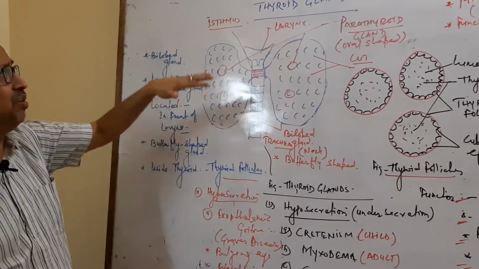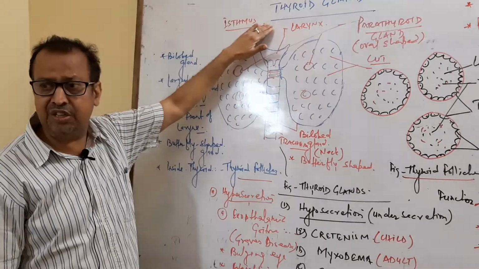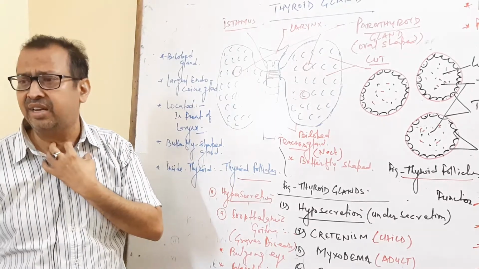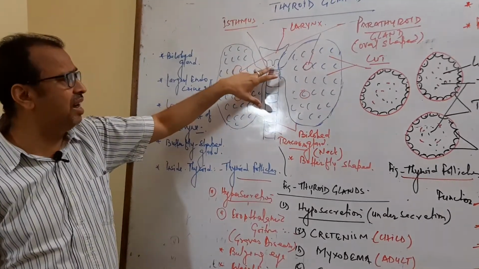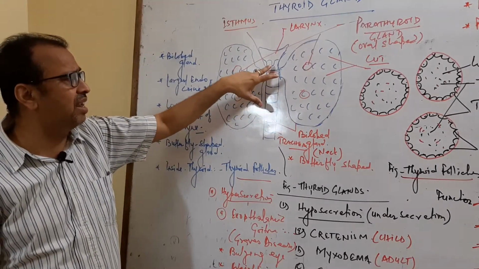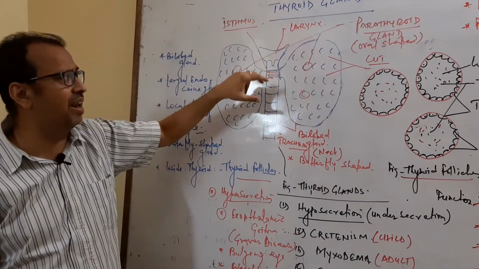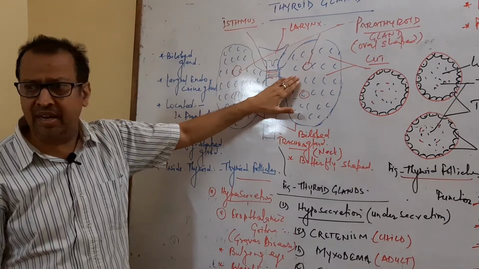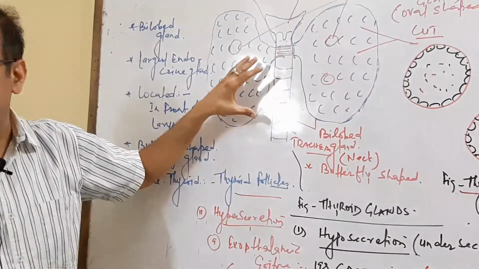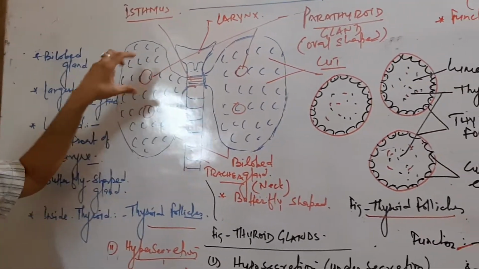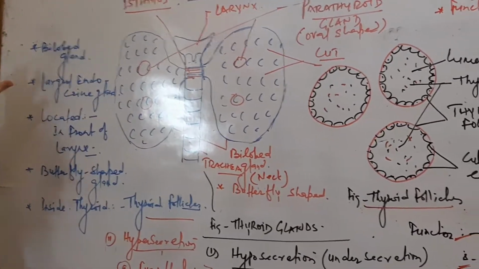One of the endocrine glands is the thyroid gland. It is the largest gland, situated in the neck region at the anterior of the trachea, and it surrounds the larynx. It is a bilobed gland, and it looks like a butterfly shape.